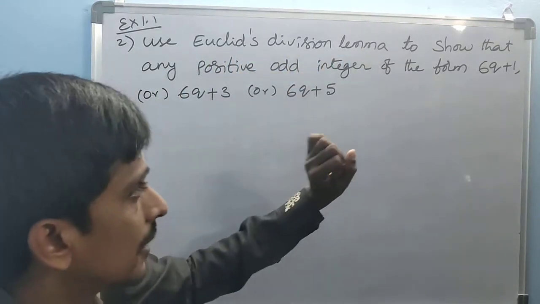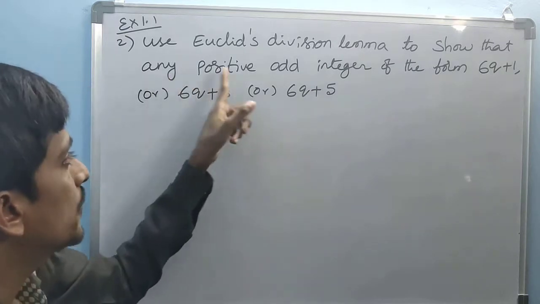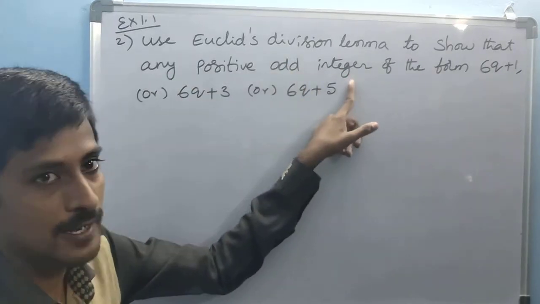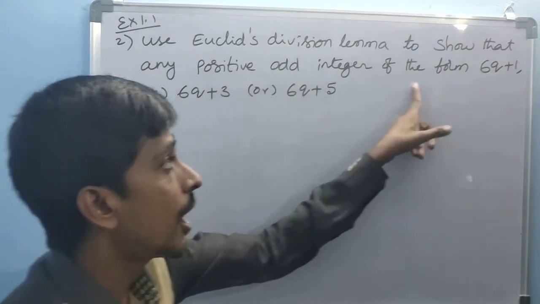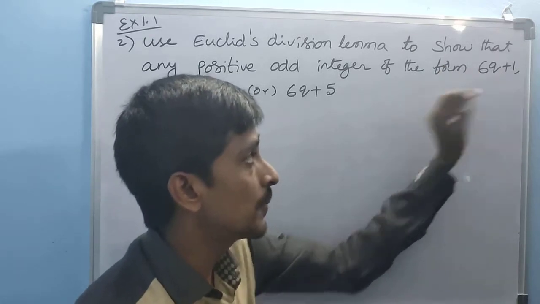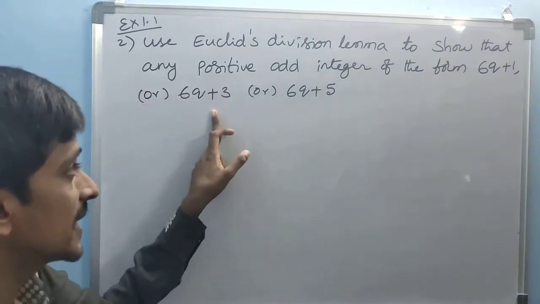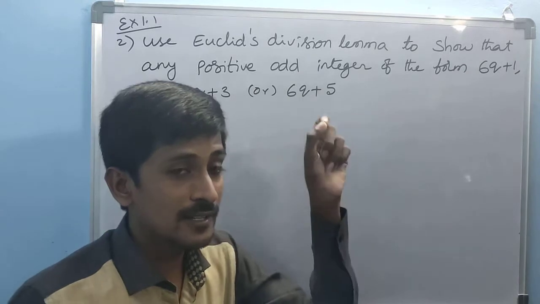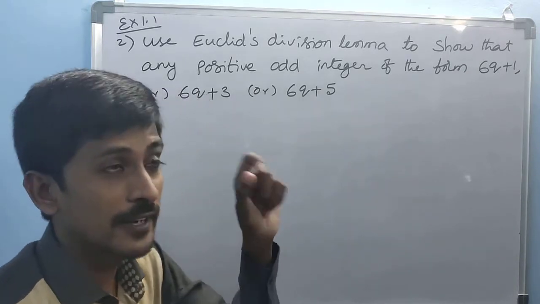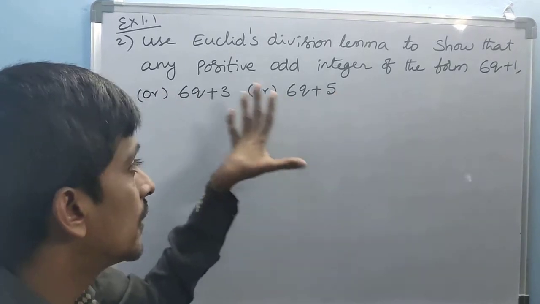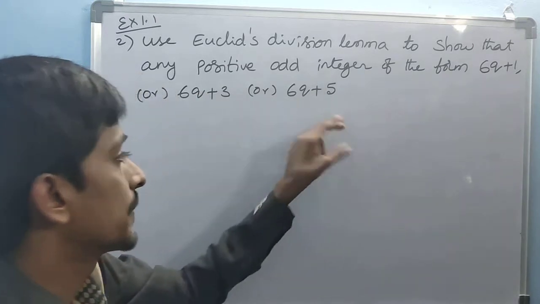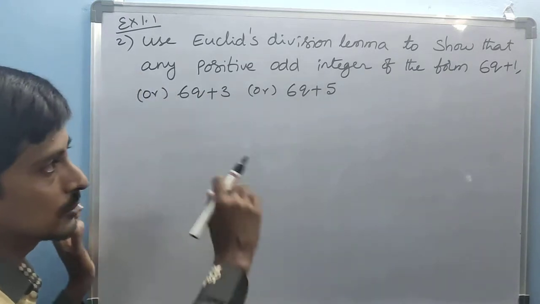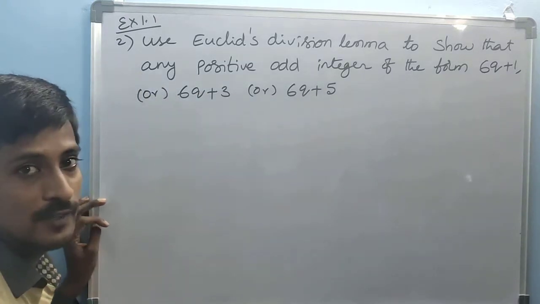Use Euclid's division lemma to show that any positive odd integer is of the form 6q plus 1, 6q plus 3, 6q plus 5. In this form, every odd integer is of one of these three forms. Okay, how to solve the second sum? Once you listen.